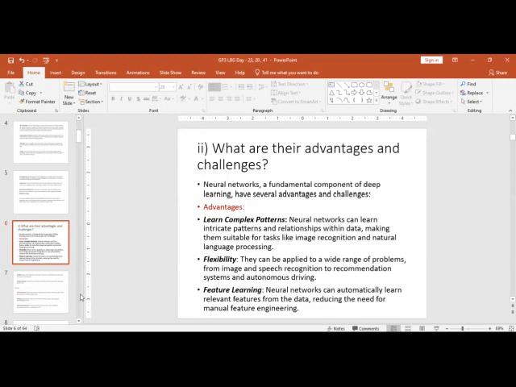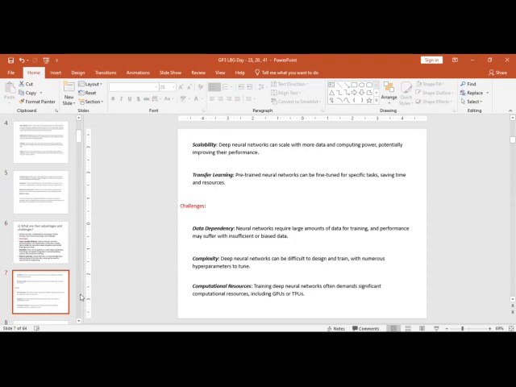Flexibility. They can be applied to a wide range of problems, from image and speech recognition to recommendation systems and autonomous driving. Feature learning. Neural networks can automatically learn relevant features from the data, reducing the need for manual feature engineering. Scalability. Deep neural networks can scale with more data and computing power, potentially improving their performance. Transfer learning. Pre-trained neural networks can be fine-tuned for specific tasks, saving time and resources.